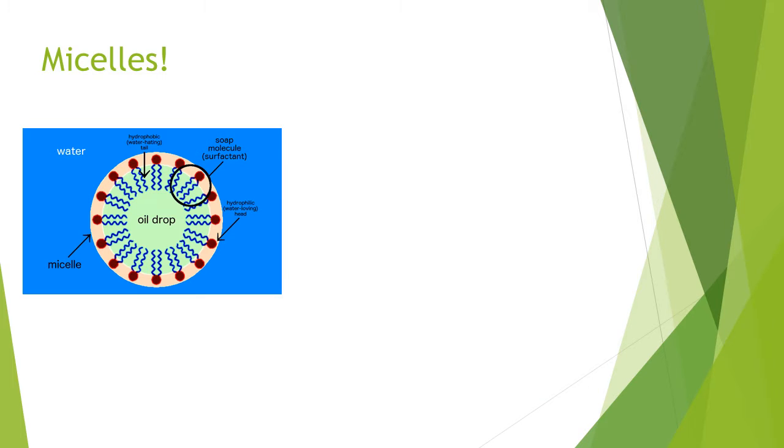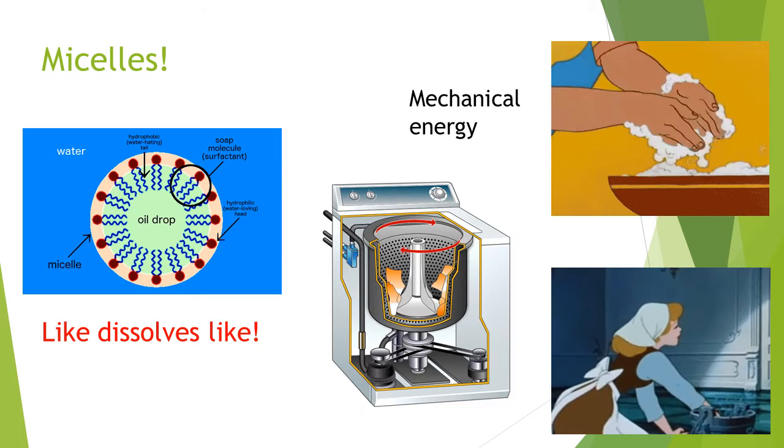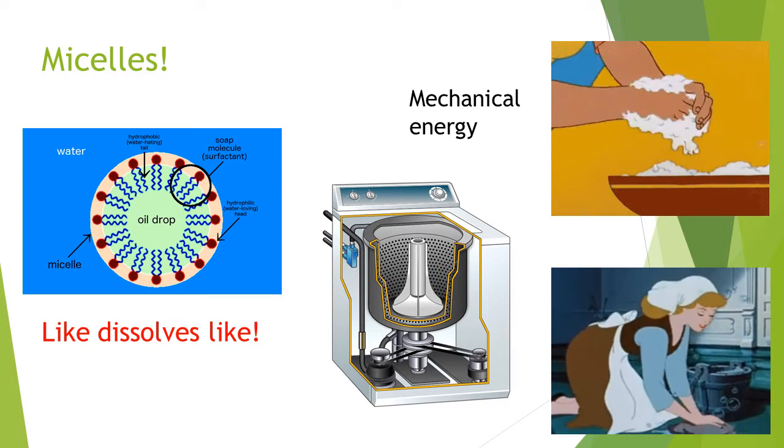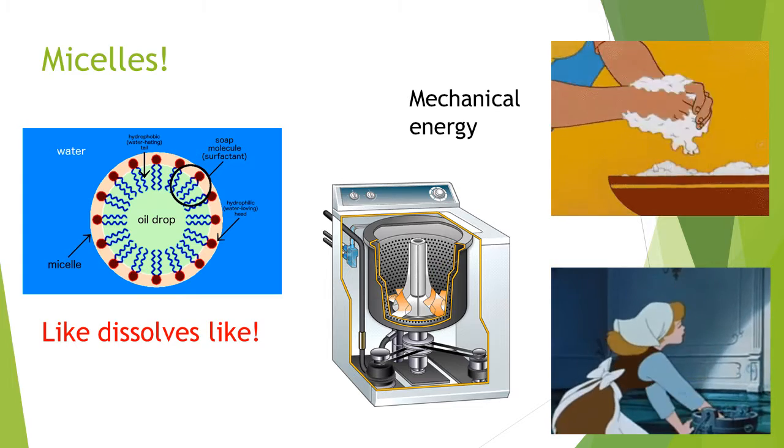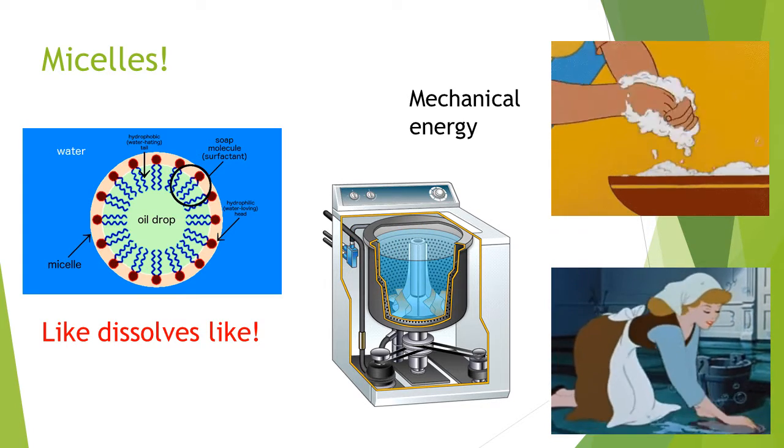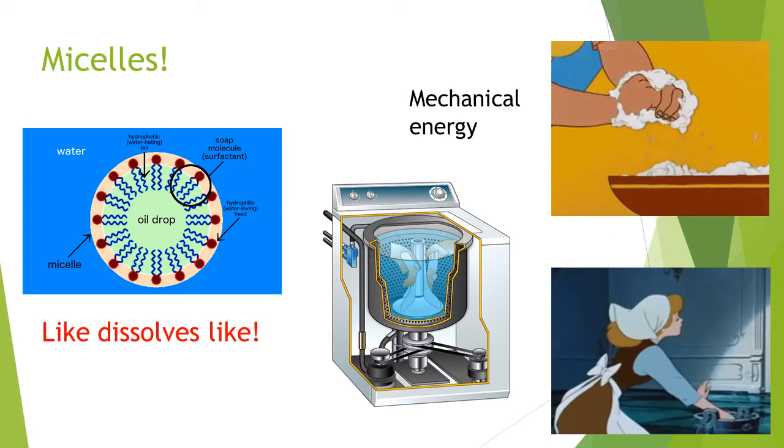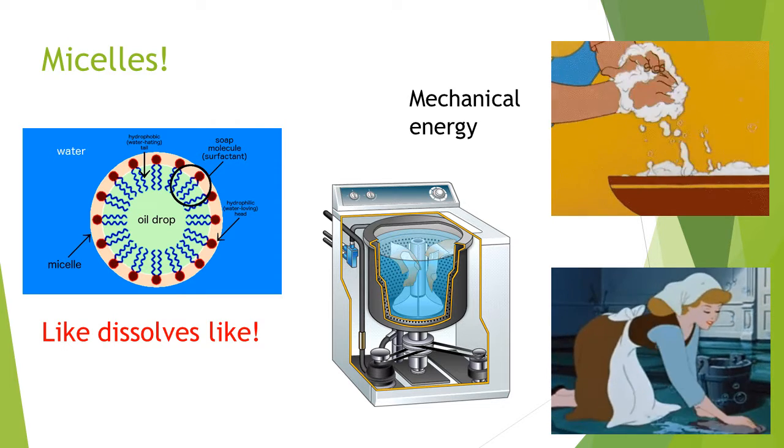The oil-loving hydrophobic tails can now trap or dissolve the oil particles within the center of the micelle. And because the heads of the soap molecules are charged, the micelles are still dissolvable in water. Remember, like dissolves like. Then once some mechanical energy is applied, the oil, dirt, or grime can easily be washed away.